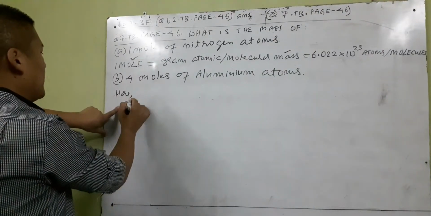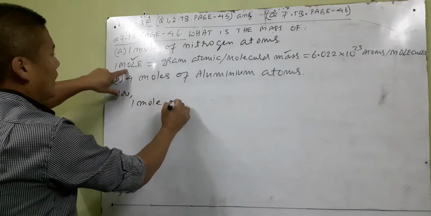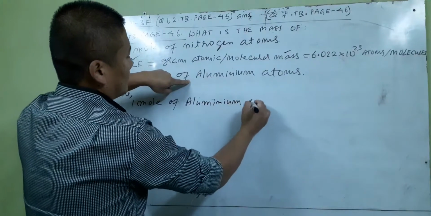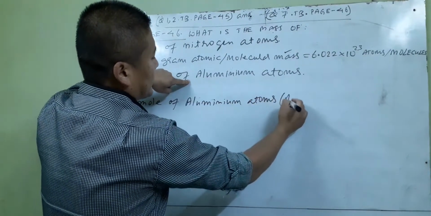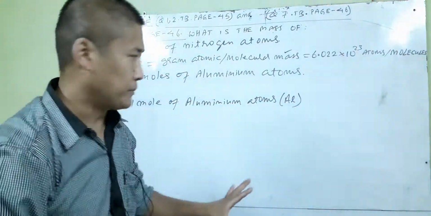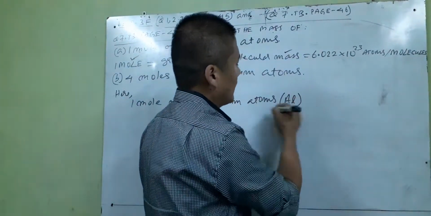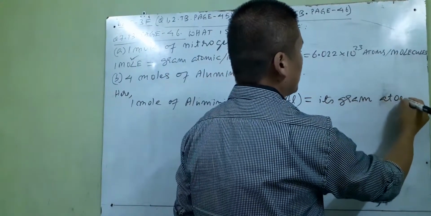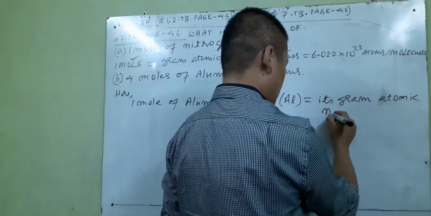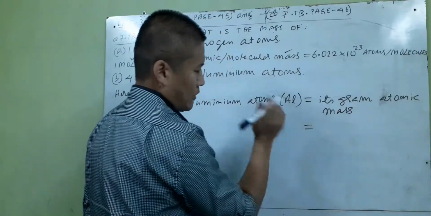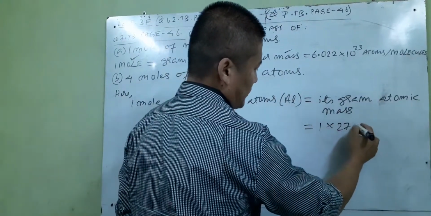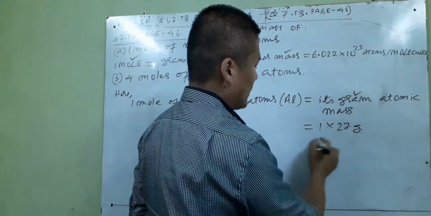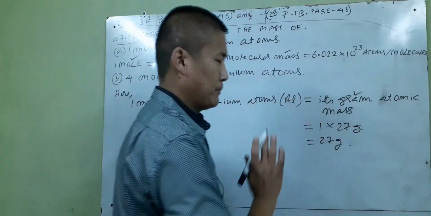So we have to start with the formula: 1 mole of, same language, aluminium atoms. And I'll just write the symbol for aluminium for your sake, Al. Aluminium ion means Al3 plus, but for an aluminium atom there is no charge, okay? So that will be equal to its gram atomic mass, because the question clearly mentioned it's an atom. At the back of Al only 1, so aluminium is given as 27. They are saying gram, so we put G. So that is 27 gram. 1 mole makes 27 grams.